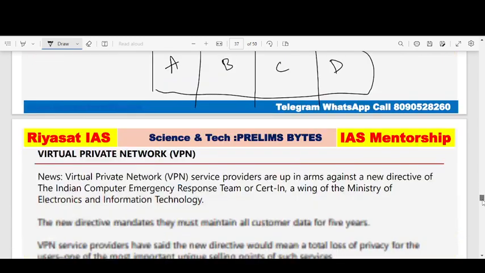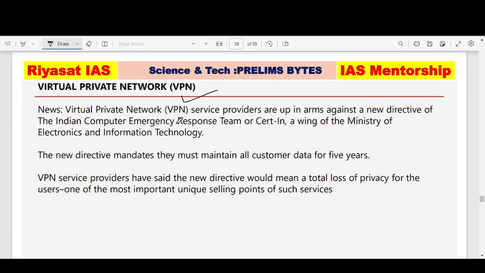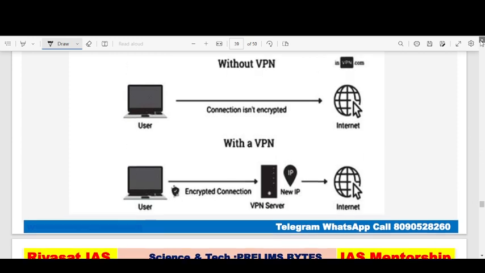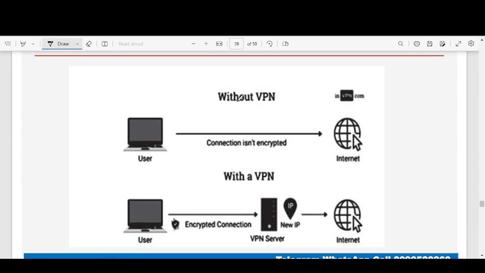Now let us move to the next topic, that is your VPN. VPN is also very easy. This is your virtual private network. So what is this virtual private network? First I want to tell you. See, using this diagram we can understand that this is a user and this is your internet. When you are searching anything on the internet, your IP address gets registered here. This is without VPN.